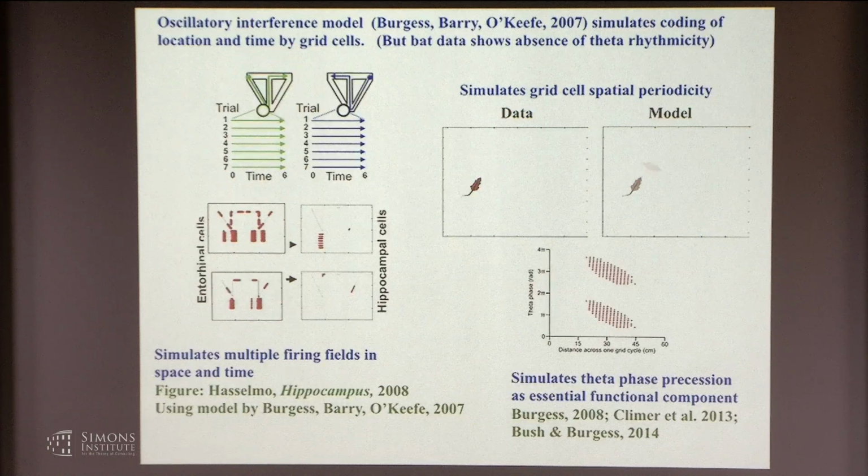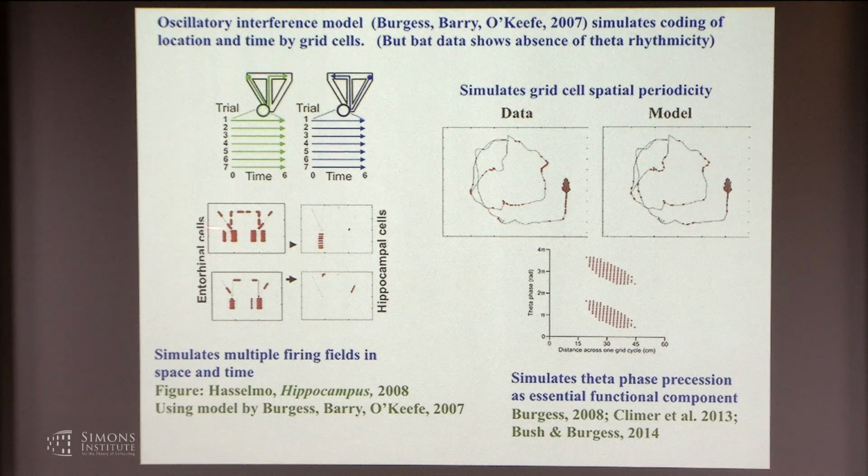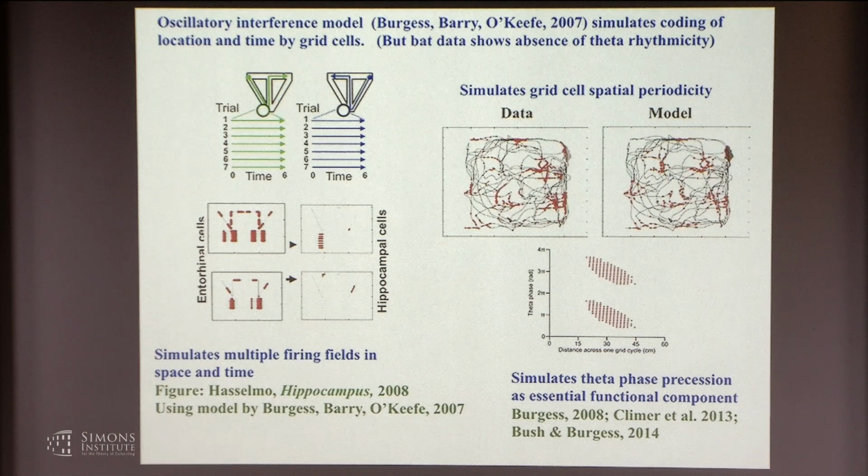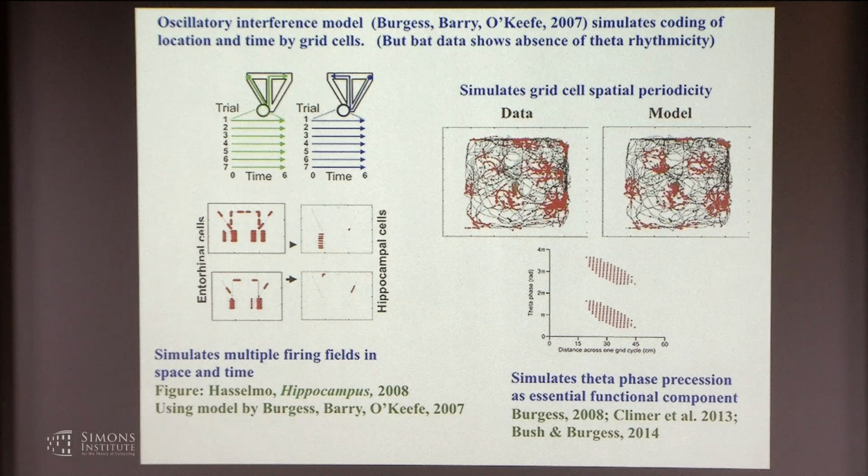There's also the oscillatory interference models, which can very effectively, as shown here, simulate the spatial periodicity of grid cells, but then also can very effectively simulate the multiple firing fields that I just showed you during the running on a treadmill. So both of these types of models are potentially able to address this data, and I really want to emphasize these types of models because we still haven't really resolved fully the details of the mechanisms of these models.